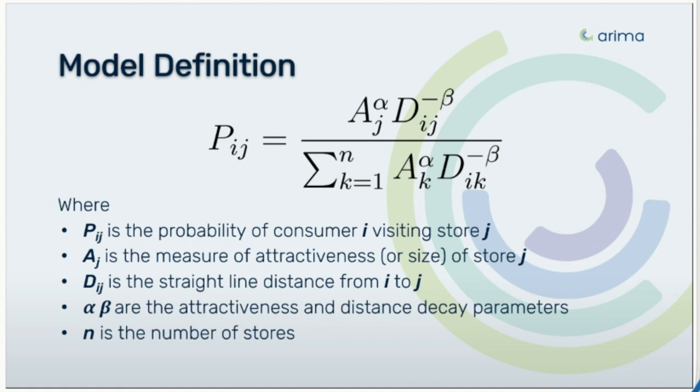And same thing with attractiveness. If something is really, really not attractive, you're probably just not going to consider that place at all. So therefore, there is that decay parameter. And then finally, N being the number of stores. So really, you're looking at the overall attractiveness of the location divided by the overall attractiveness of all the locations in total.